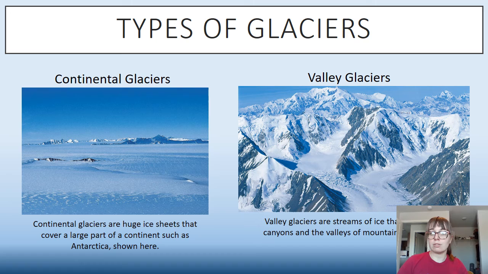If you've ever been to the mountains and seen snow caps, think of Glacier National Park in Montana as an example of a place with valley glaciers. So in the valleys of mountains, we have glaciers as well.